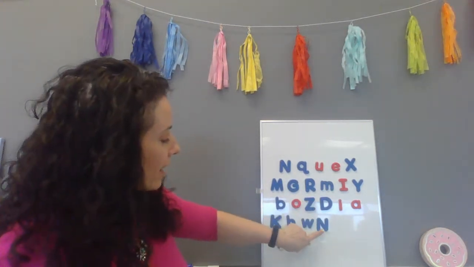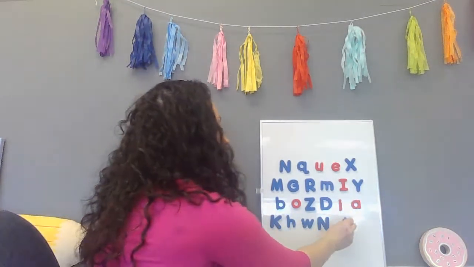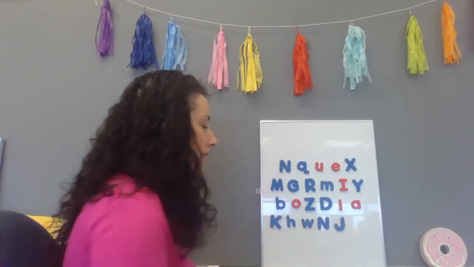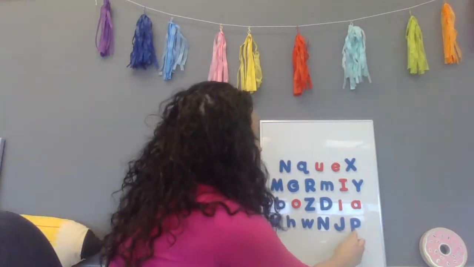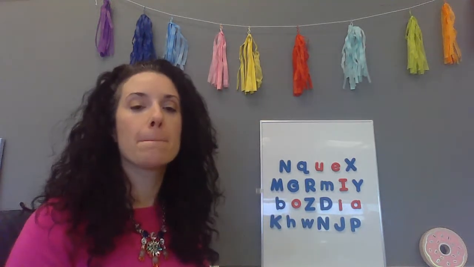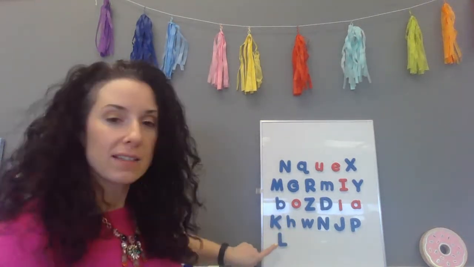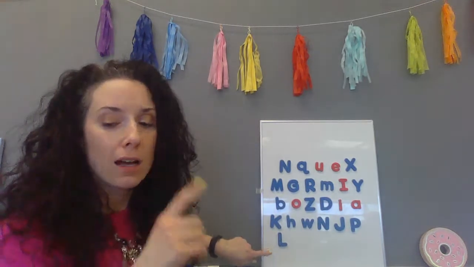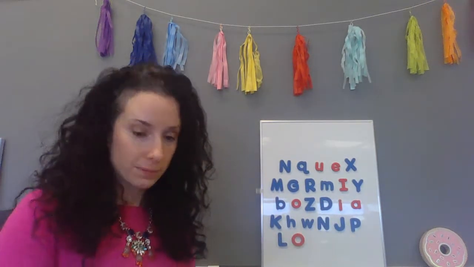Here's another uppercase letter N. N says n. Here's an uppercase letter J. J says j. Here's the letter P. P says p. p. Feel your lips pressed together. P. We'll do one more row. Here's an uppercase letter L. L says l. Here's an uppercase letter O. O says, ah.